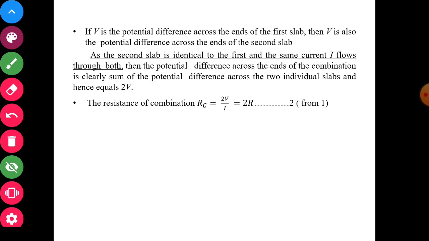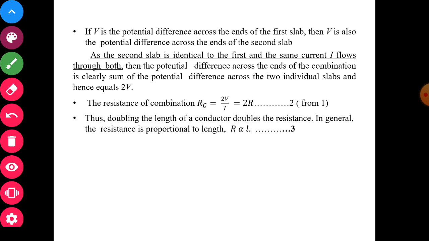So you can understand that as the length increases, its resistance also increases. If its length becomes double, then the resistance also becomes double. So we can say that resistance is directly proportional to length. If you increase the length, then resistance increases. This is our third equation.